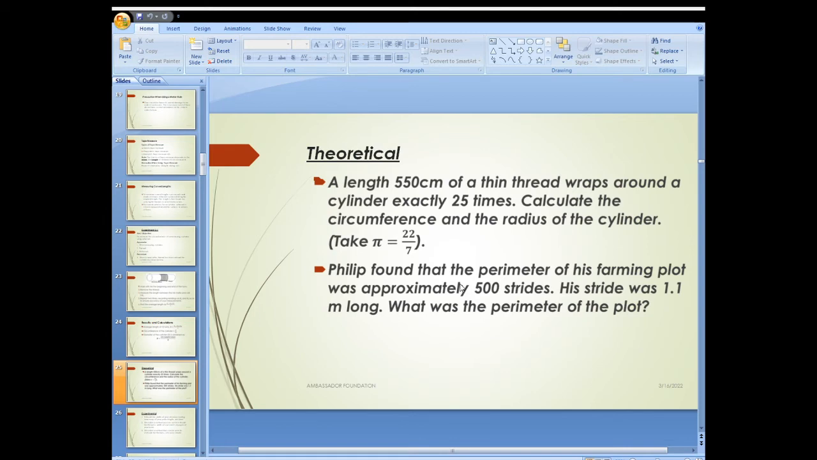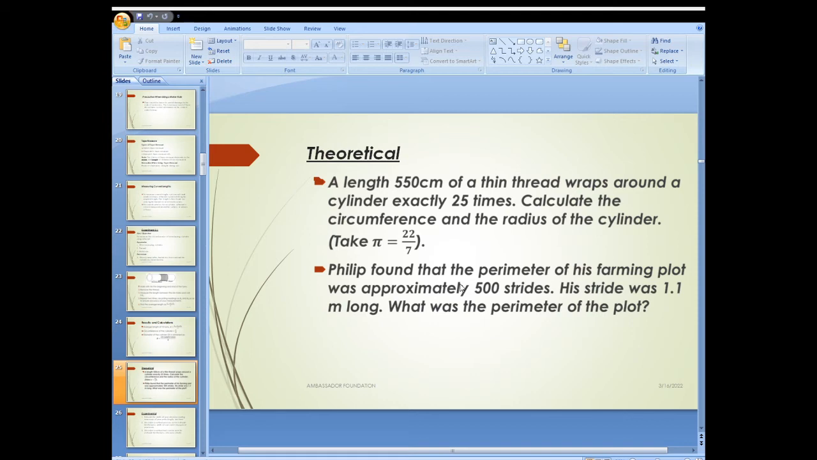Circumference is 22. But the question is also asking us to find the radius. Circumference is pi d. 22/7 times d is equal to 22. Then you just work on it until you get d. But the question is not after d, it's after the radius. You divide by 2 again, you get the radius.